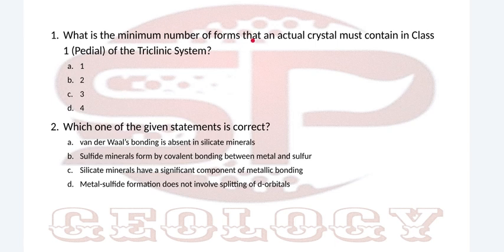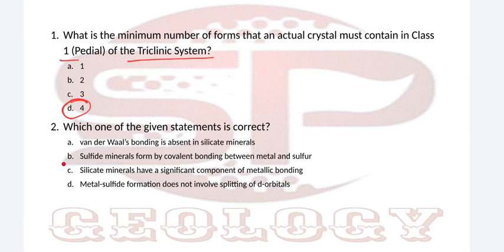Then what is the minimum number of forms that an actual crystal must contain in class 1, pedial, of the triclinic system? So the minimum number of forms in class 1 or pedial class, remember, it is 4. There are 4 forms under the pedial class.